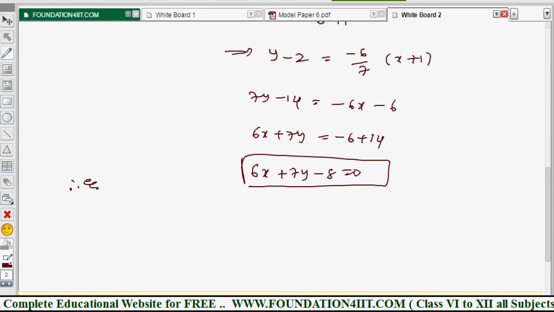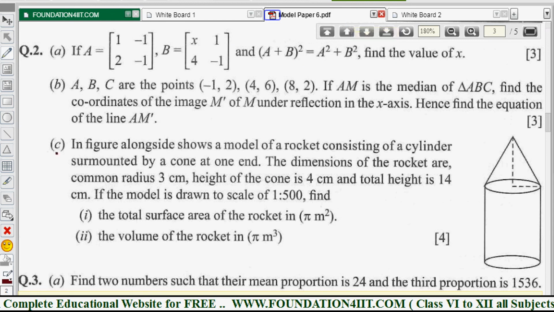Therefore, the equation of AM dash is 6x plus 7y is equal to 8, or 6x plus 7y minus 8 is equal to 0. Now see the next question.